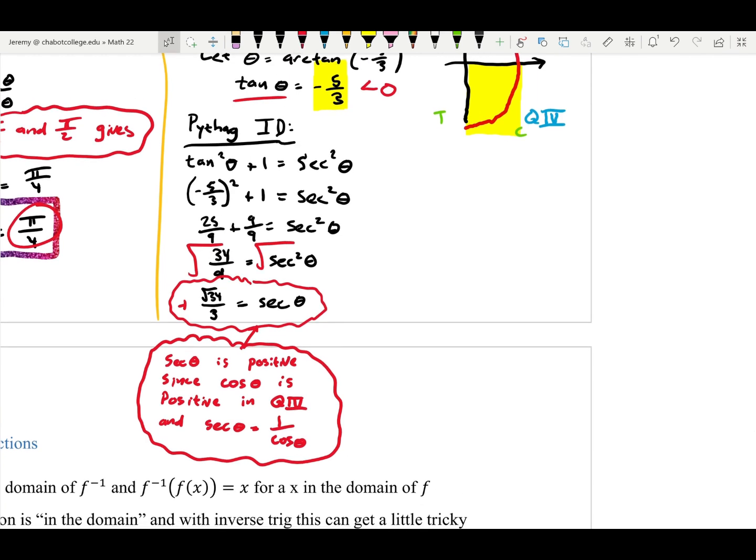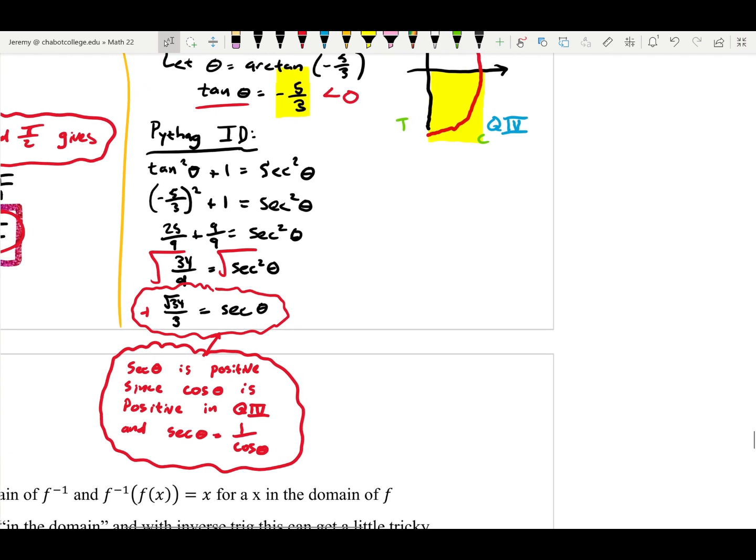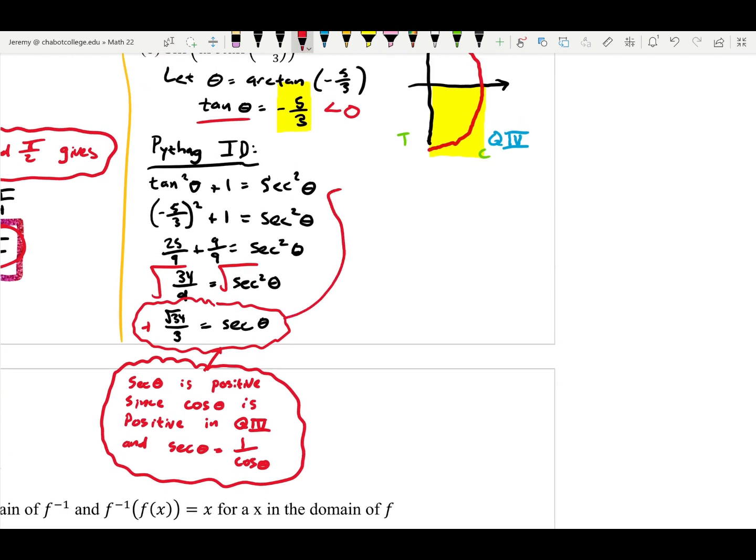Now what we want is to find sine of theta. Okay, so let me bring this up here. So what we're trying to find is sine of arctan of negative 5 over 3, right? That's where we started, which is just sine of theta, how we define theta. And okay, so now we have to figure out how can we find sine given that we know what secant is.